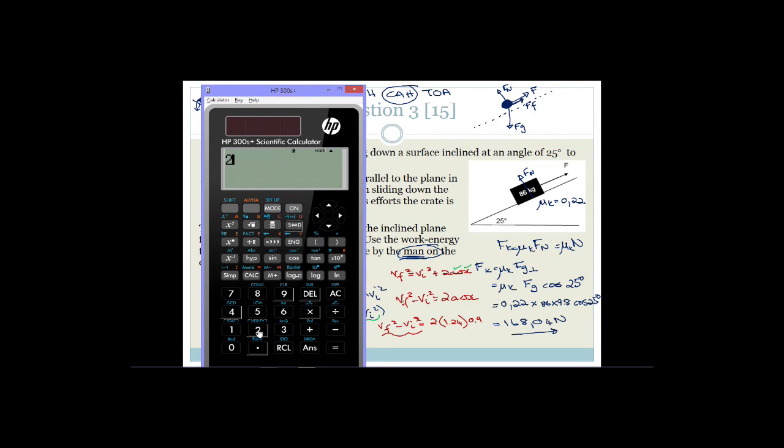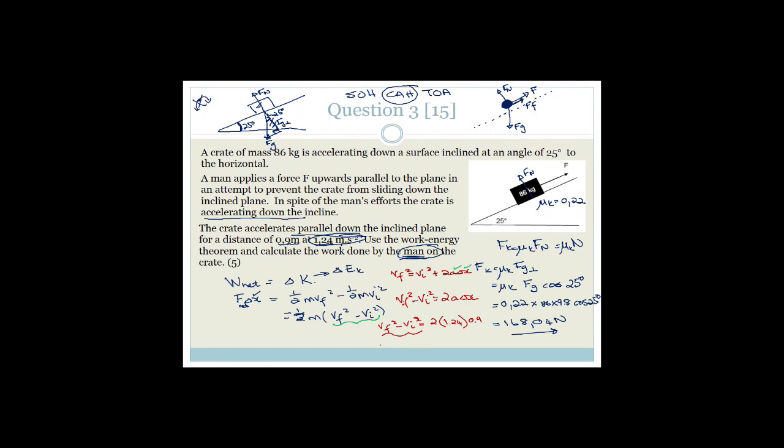So let's try again. 2 times 1.24 times 0.9 equals. So that means 279 over 125, that's much better, 2.232. So that means that VF squared minus VI squared is equal to 2.3. I'm just going to leave it at 2.3.